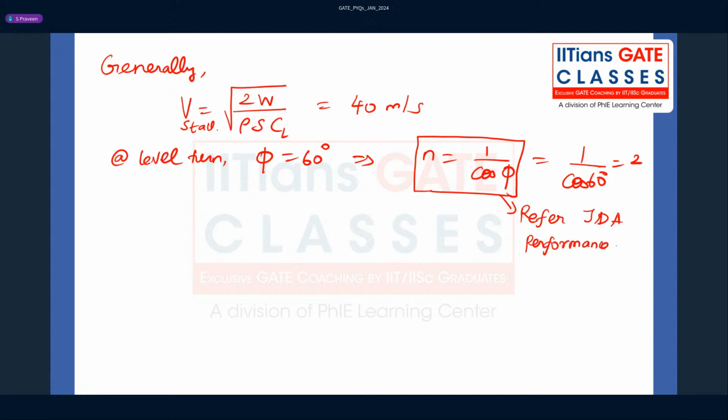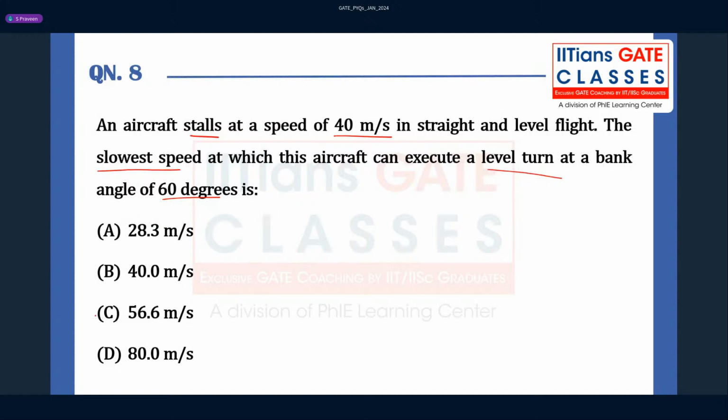Right. So once we determine the load factor, the stalling velocity in turn, this is the slowest speed in turn. That would be what? It is simply root of n times the V stall. So which means what? It is basically root of 2 times 40. And this gives out a value of 56.6 meter per second. This is my required answer. And the option closest to this is option C.